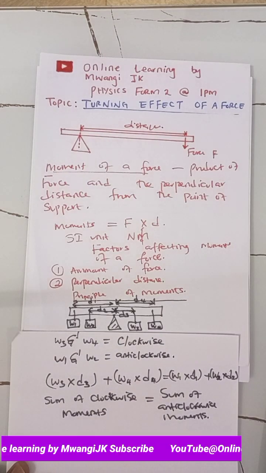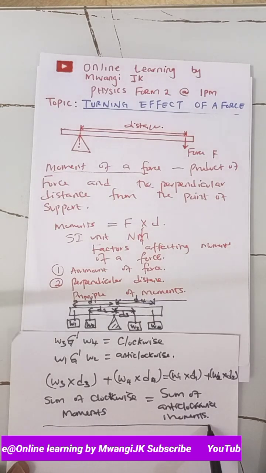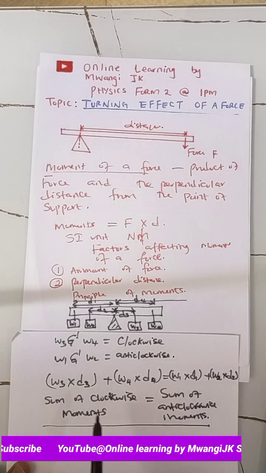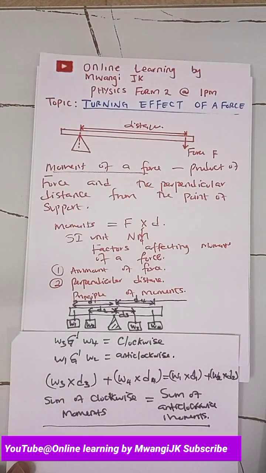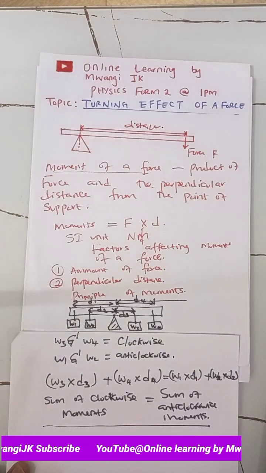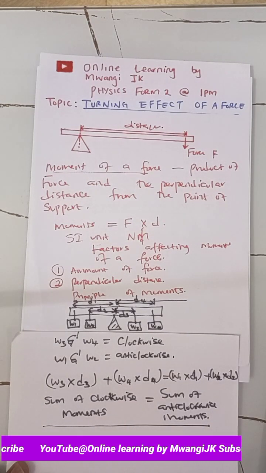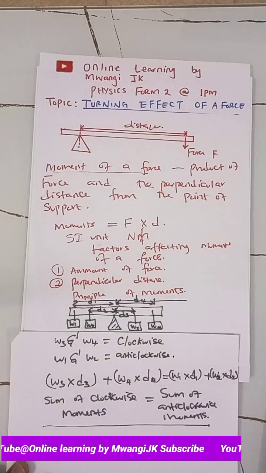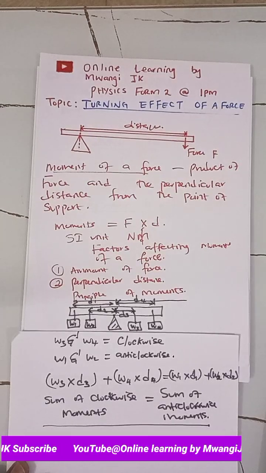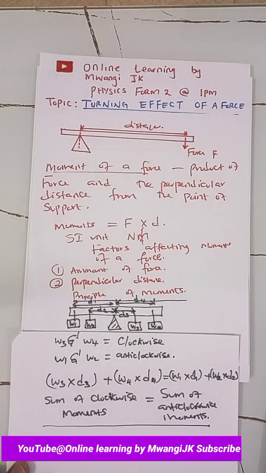So that takes us to the conclusion about the principle of moments, which states that for a system in equilibrium, the sum of clockwise moments is equal to the sum of anticlockwise moments about the same point. And that takes us to an example. We look at an example on how we apply moments, and then that will take us to the next step.